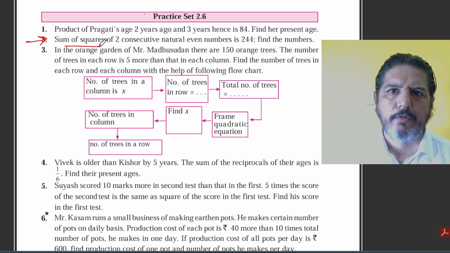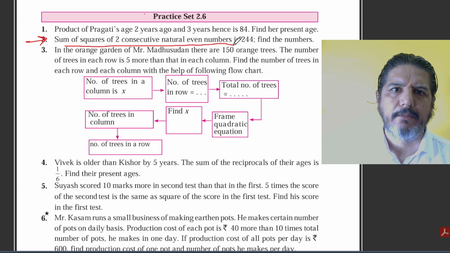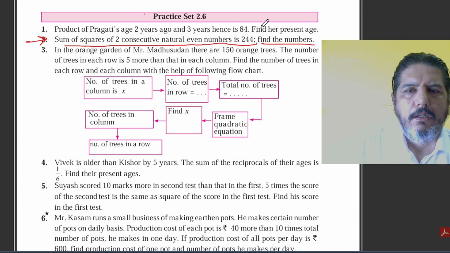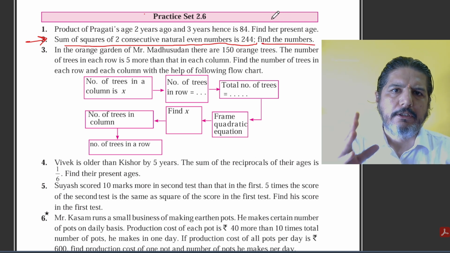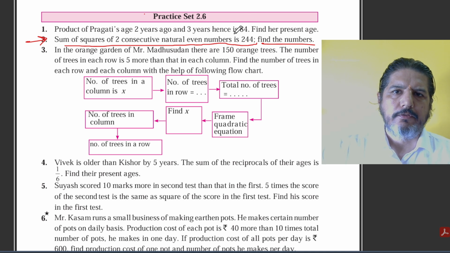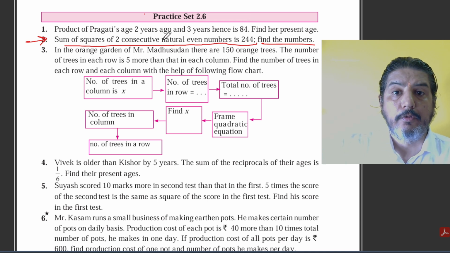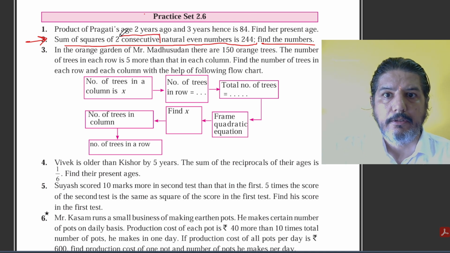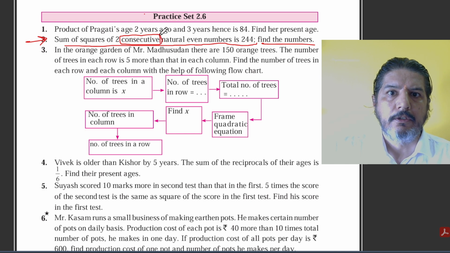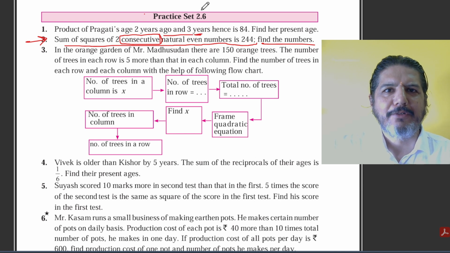Sum of squares of two consecutive natural even numbers is 244. Find the numbers. Now, there are three things that we need to understand. The first thing is, few of you might not know the meaning of consecutive. Of course, I assume you know the meaning of natural as well as even. So there are three words being used here.